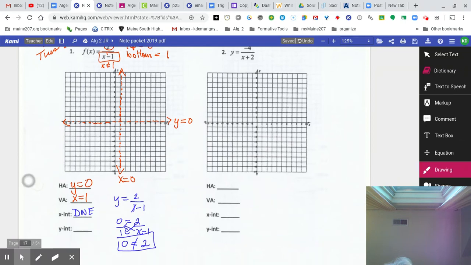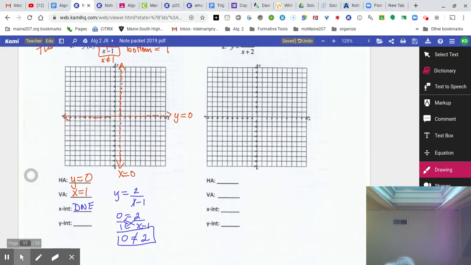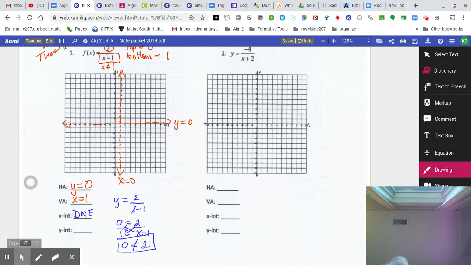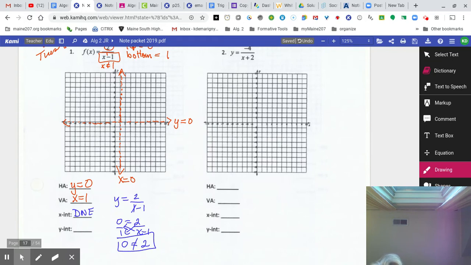The y-intercept, then, in order to find that, I'm going to let the x equal 0 and solve. So for me to find out what the y value is when the x is 0, I'm just going to substitute in. So I'm going to say y is equal to 2 over 0 minus 1. And I just put a 0 where the x is. So here's what I have. I have a 2 over a negative 1. And that's going to tell me that my y is equal to negative 2. So the y-intercept when the x is 0 is at negative 2.